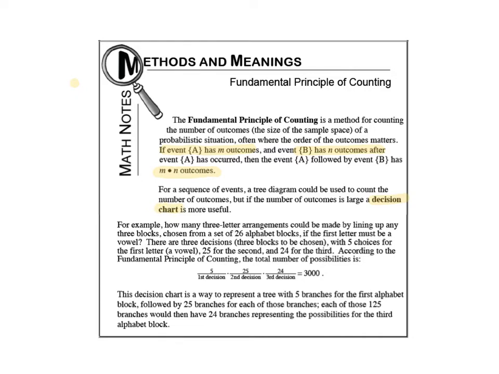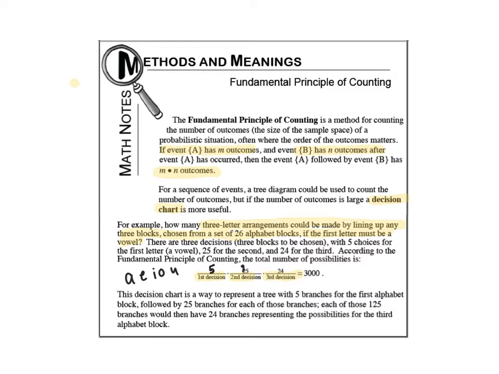So we're going to look at this example here. We are going to take some alphabet blocks, and we're going to look at how many three-letter arrangements can be made by lining up the blocks. But we're going to say the first one has to be a vowel. So my decision chart is going to have 3 blanks, and the first one is only going to have 5 choices because my vowels are A, E, I, O, and U. So one of those 5 letters would be my first choice.